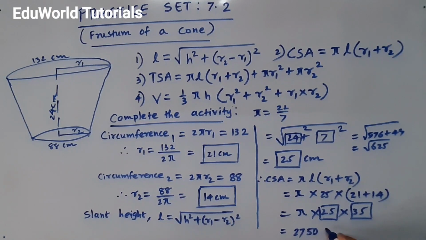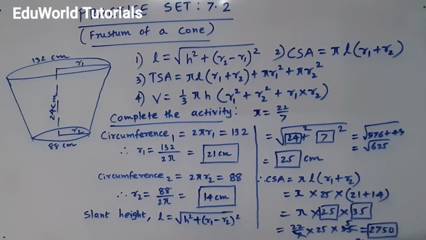2750 pi. Pi actually is to be written or not? Yeah, it is to be written. See how? If I calculate this final answer, 22 by 7 into 25 into 35. So 5 7s are 35, 7 5s are 35. So finally I will multiply 22 into 25 into 5. That will give me 2750. This is the answer, to be kept inside the box.